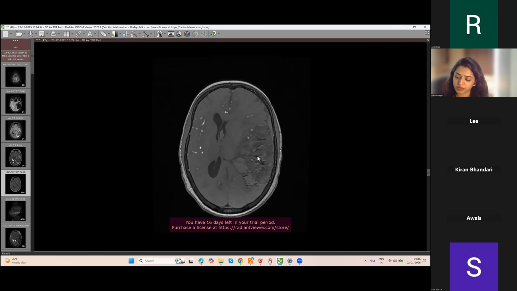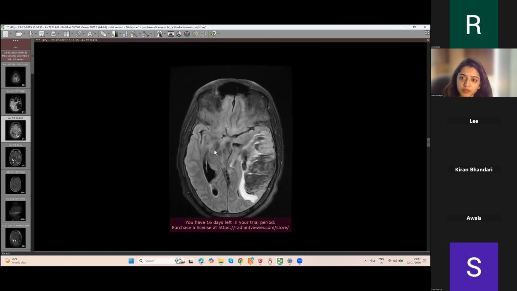I'm suspecting that there is an element of hemorrhage in it, and this is a cortical based abnormal signal intensity lesion that is causing significant mass effect. I would keep the differentials of an aggressive neoplastic lesion, a cortical based aggressive neoplastic lesion like oligodendroglioma, and so I would urgently inform the referring doctor this patient needs urgent neurosurgical referral and decompression as it's causing significant mass effect.